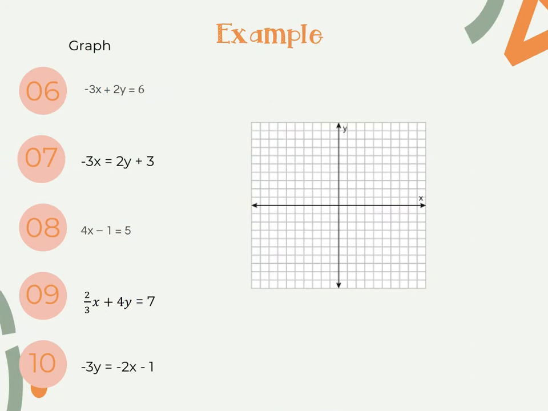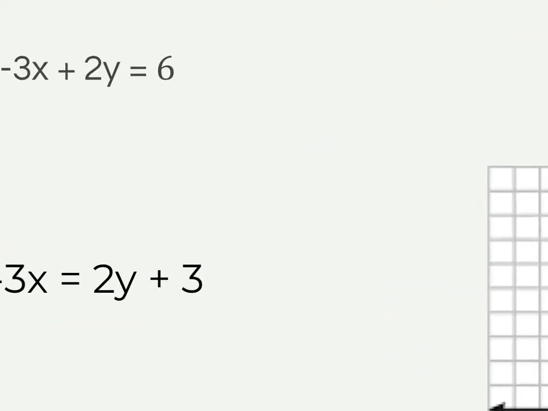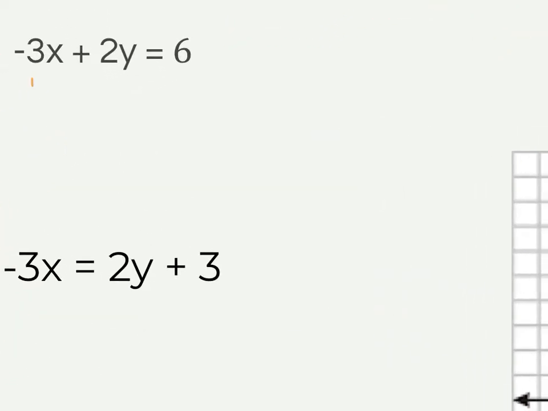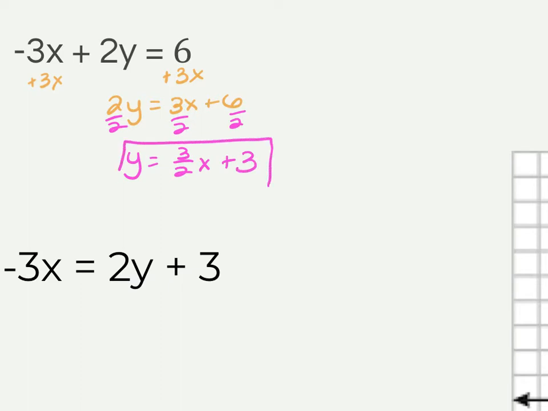All right, now they're in a little bit different form. I've got -3x plus 2y equals 6. And I kind of have two options here. I'm going to show you one option, then I'll show you the other, okay? One option is to solve this for y. So I'm going to add the 3x. I'd get 2y equals 3x plus 6. Then I would divide everything by 2. And I get y equals 3/2 x plus 3. Now it's in slope-intercept form, which is what we're used to.